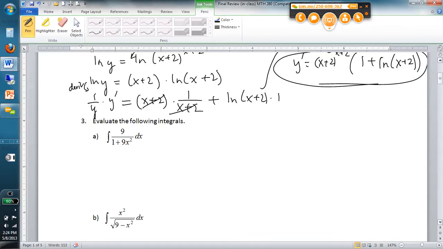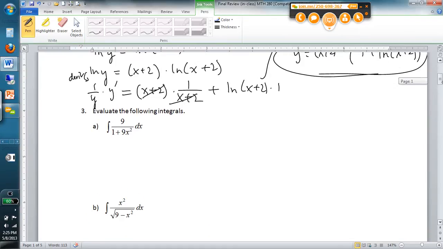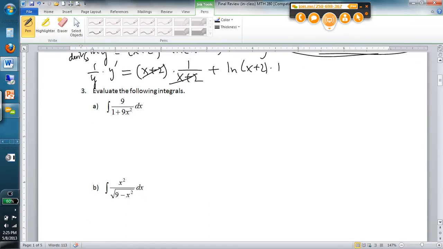What was the other one? Oh, partial fraction decomposition. I think we've done those multiple times, so I'm not going to review those here on this part, but you might want to before the final. But on 3A there, do you see what we might want to do on that?